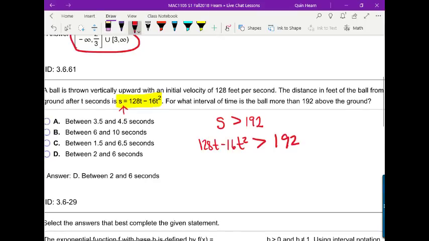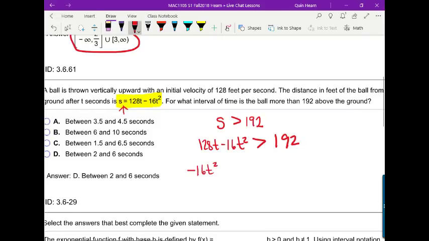So this is a quadratic inequality, and I would like to use a sign chart like we did a minute ago to solve it. But in order to make that work, I can't have 192 on this side. I need a 0. So I'm going to subtract it over. I'm also going to write this in descending order of the exponents.